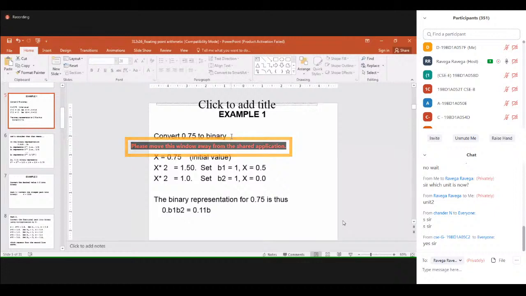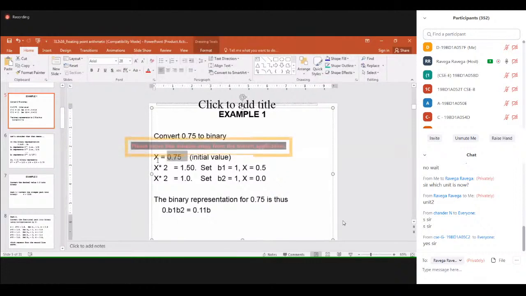Somebody was asking about slide 5, sir: 1.50 into 2, how is it 1? It is not 1.5 into 2. It is 0.75 into 2. The value of x is 0.75.